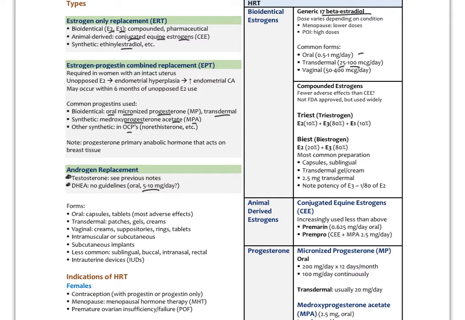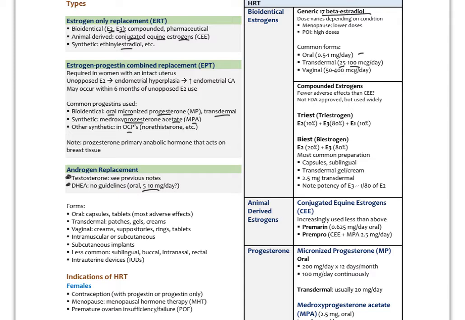But these are not FDA approved, and a lot of people don't know that. The FDA argues that these are no better than the synthetic or semi-synthetics in terms of the adverse effects of estrogens, which I'll talk about coming up here. But they are very commonly used.